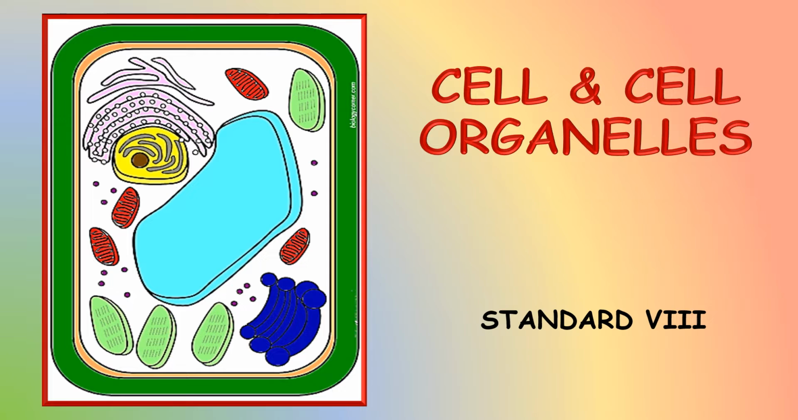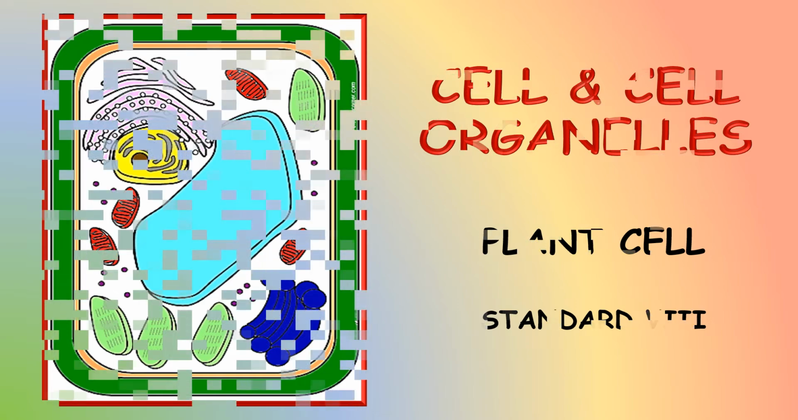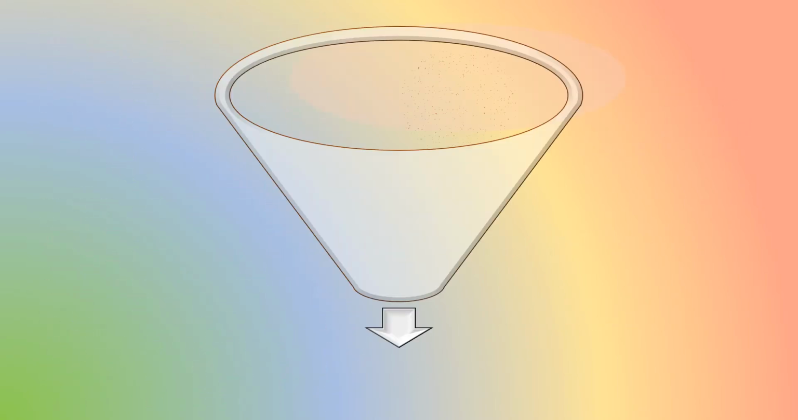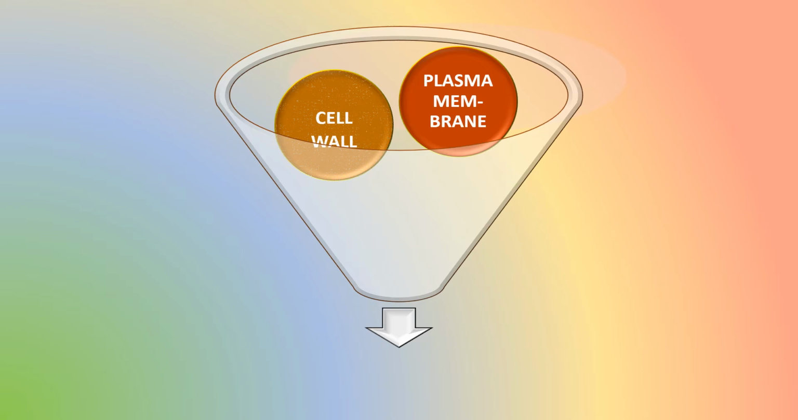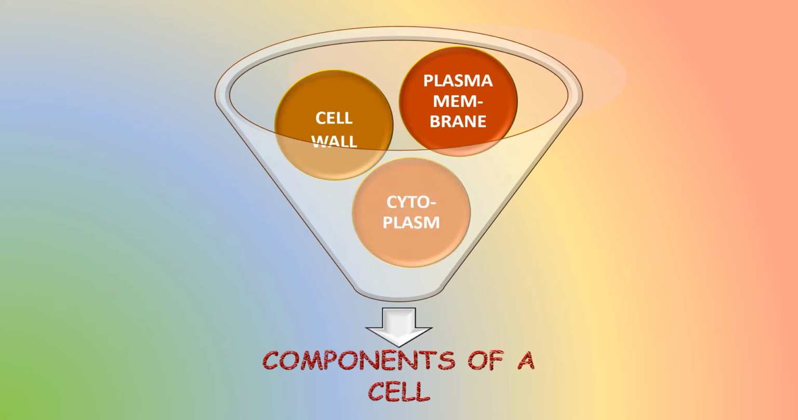Hello and welcome to the science lesson Cell and Cell Organelles. And here we will only be looking at the components of a plant cell. Plasma membrane, cell wall, cytoplasm are the components of a cell. In my previous video, we looked in detail into what are the components of an animal cell. And in this one, we will be doing the components of a plant cell.